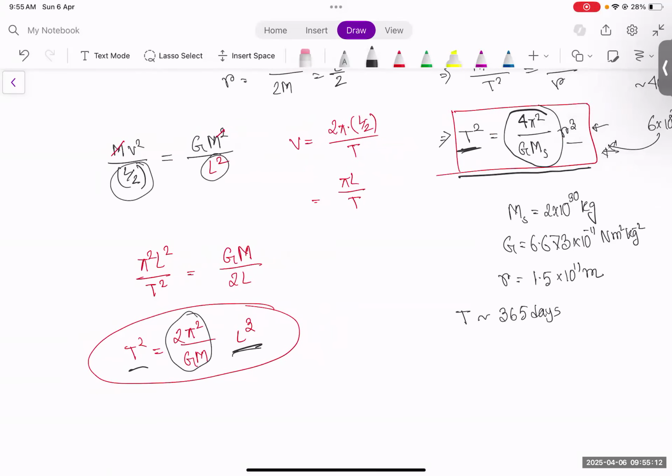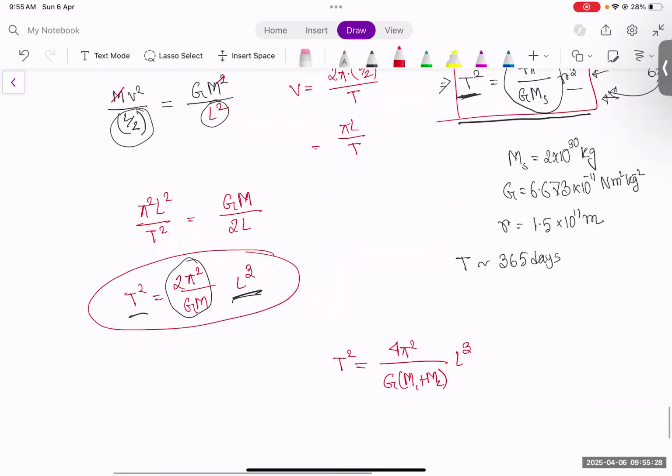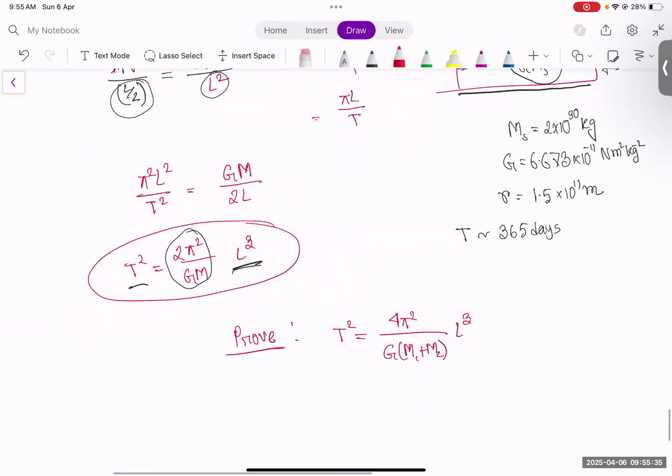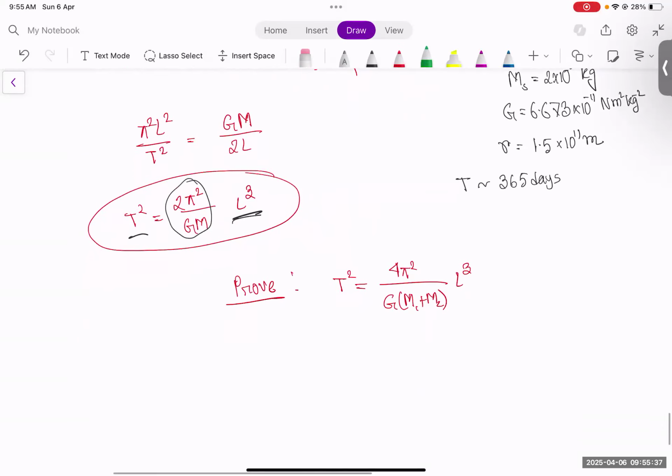In fact, if you try to find the general case, which I don't think I have time to do now, you will find that the general formula is this. Actually, I will keep it as an exercise for you guys. Your exercise is to prove this. This is the general case. When? You have two objects of mass m1 and m2, and the distance between them is L.